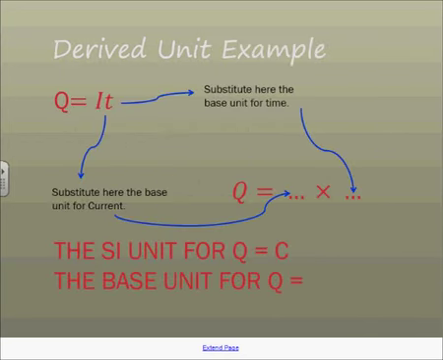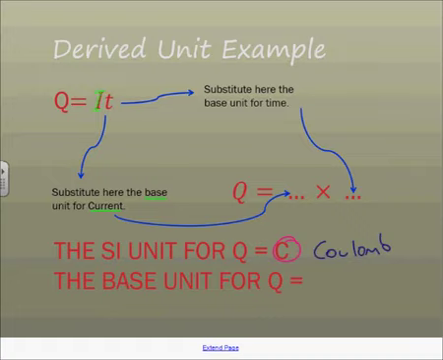So let's have an example here. We've got charge. What is the base unit of charge? Well, we know the SI unit is the coulomb. That is the SI unit, but we're trying to find the base unit for Q. So what we're going to do here, we're going to substitute the base unit for current, because that is what the symbol I stands for.